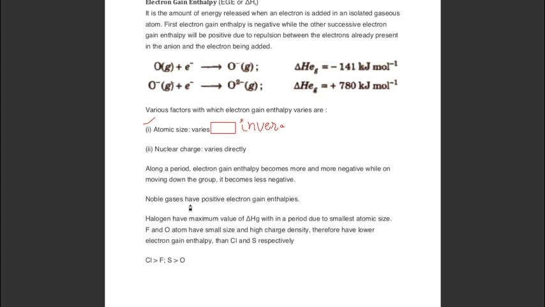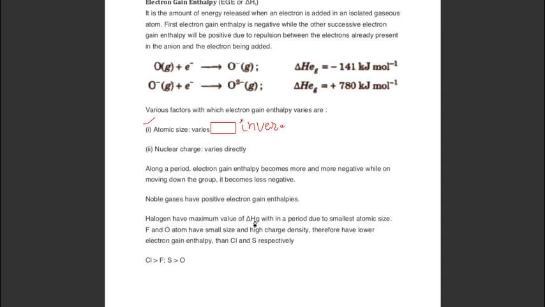Now, noble gases have positive electron gain enthalpies. Positive electron gain enthalpy means the atom is not accepting an electron readily, and for the addition of an electron in the outermost shell of that atom from an outer source, we have to supply some amount of energy.